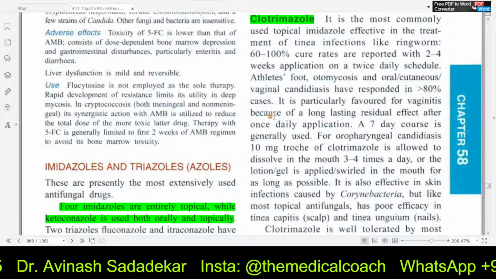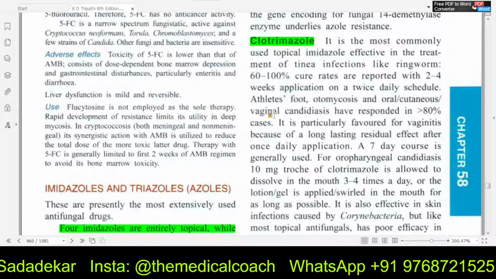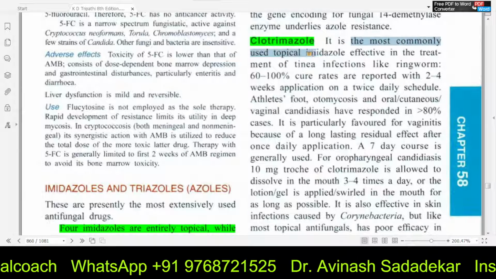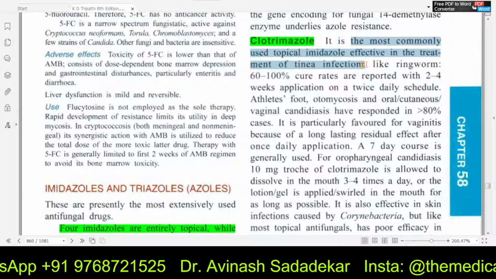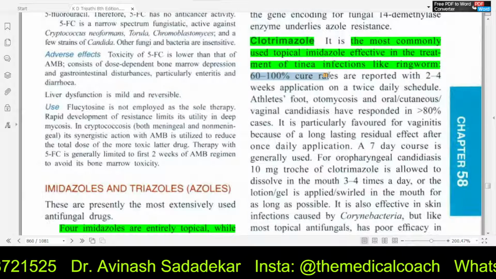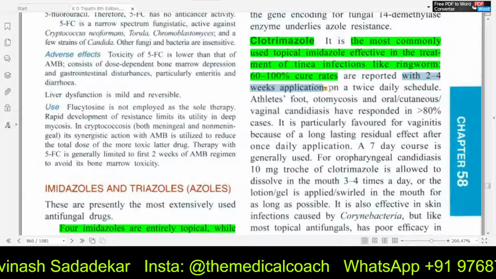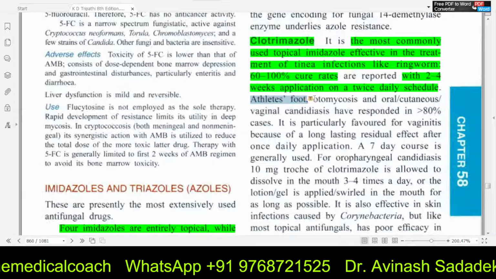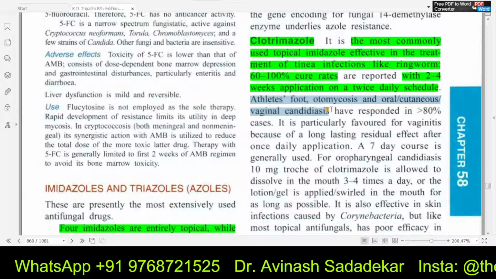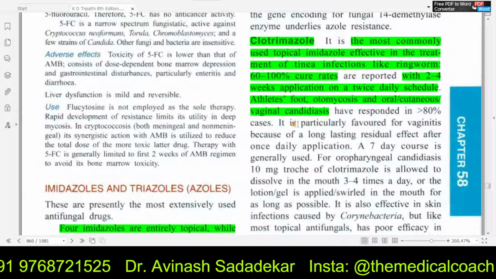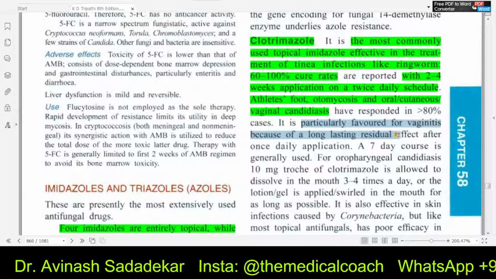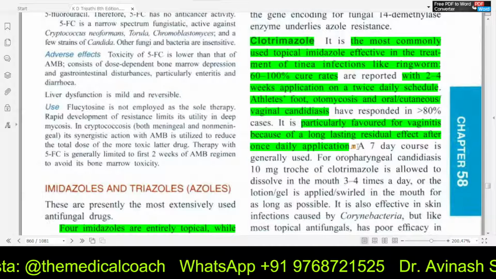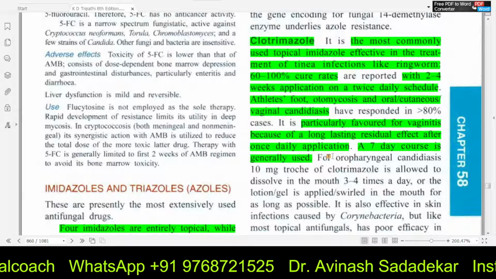So here, please have a look at clotrimazole. Very very important. It's the most commonly used topical imidazole, effective in treatment of tinea infection like ringworm. 60 to 100% cure rates within 2 to 4 weeks of application. You just have to apply 2 times a day. Everything that you can remember as far as ringworms, athlete's foot, otomycosis, oral, cutaneous, vaginal candidiasis, all of them respond. Actually, it is favored for vaginitis because it has long lasting residual effect. So even once daily application inside the vagina works for a long period of time. A 7-day course is used.